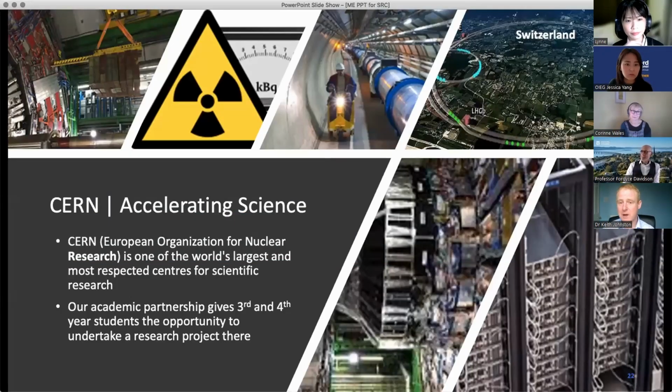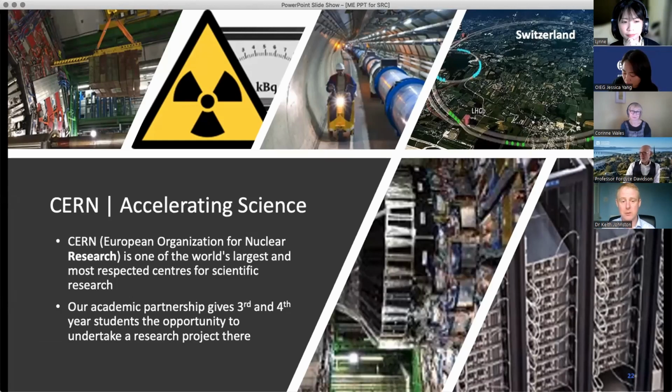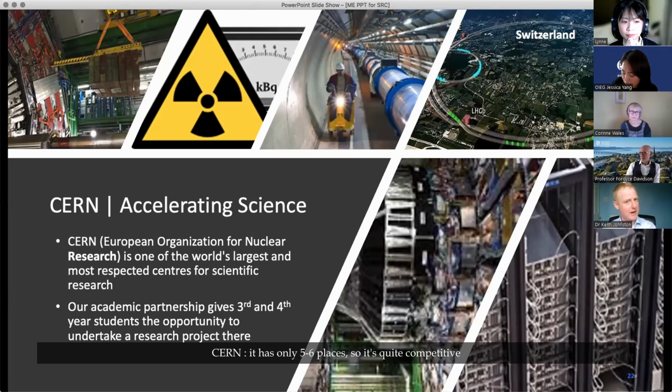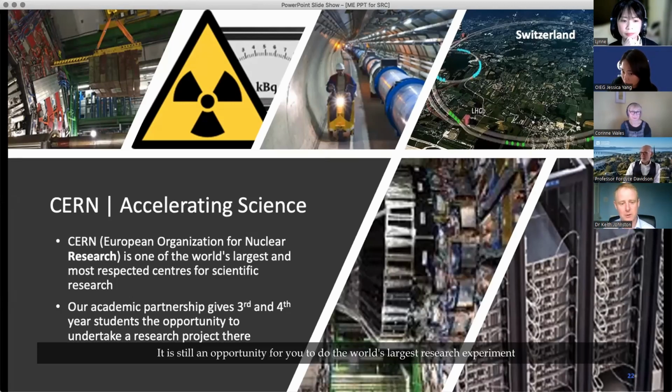So CERN, we mentioned that briefly. We have the Large Hadron Collider in Switzerland here, and the CMS detector. You may have seen on the news recently that they've started up CERN again, where they've recently created an experiment. We have a partnership between 3rd and 4th year, where the students can go there for a year. Actually, it's through the Turing Mobility Award, and it's a funded placement, but there are only a few of them, 5 or 6, so it's quite competitive. But it is an opportunity for you to do that at the world's largest research experiment. So it's a great thing to be connected with the program.